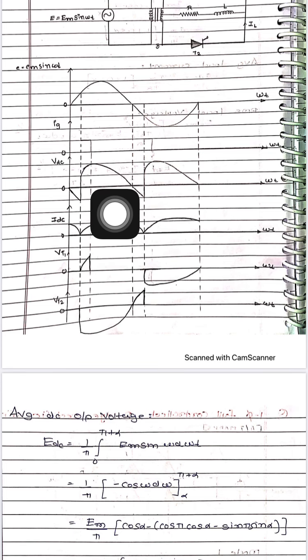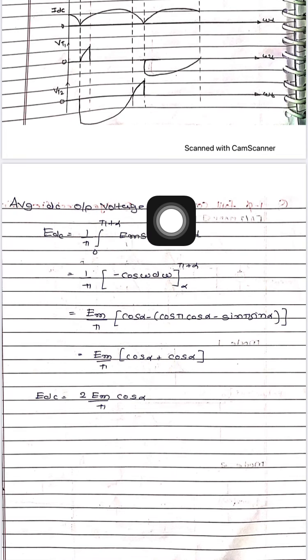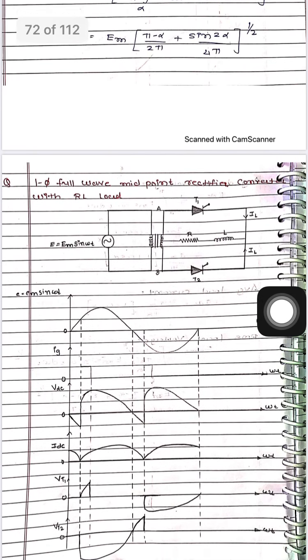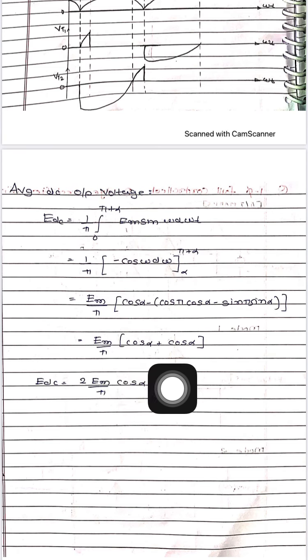So, there is no zero current after this; due to the inductive effect there is a negative spike that will be obtained over here. What is the effect of this negative spike? Alpha, your limit, will be changed. Previously our limit was alpha to pi; in this case our limit is alpha to pi plus alpha. Equations are the same, sin omega t. The final equation is Em by pi, cos alpha plus cos alpha, so 2 Em by omega t.